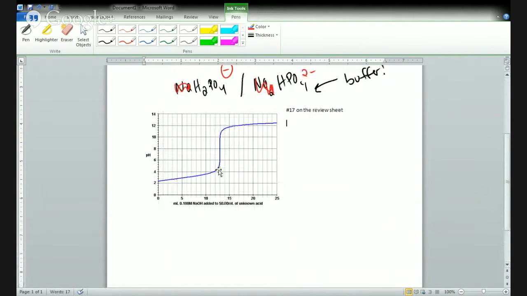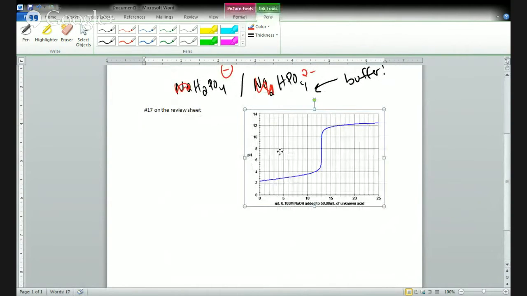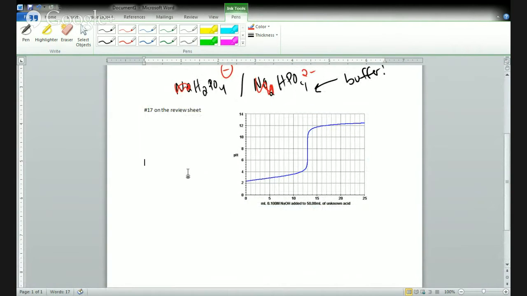So number 17 is asking how you know the unknown solution is an acid. If we look at this titration curve, you can tell the solution being used was an acid because the pH starts low down here. This starting pH tells you whether your unknown is acidic or basic. Because my pH is starting so low, I must be titrating an acid. The other hint is that the x-axis tells me I'm adding NaOH to an unknown acid.